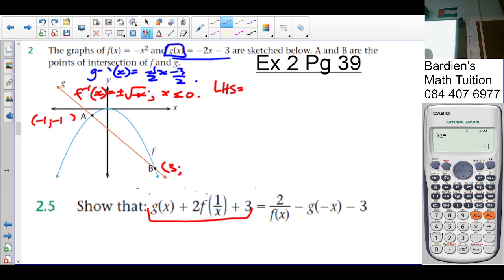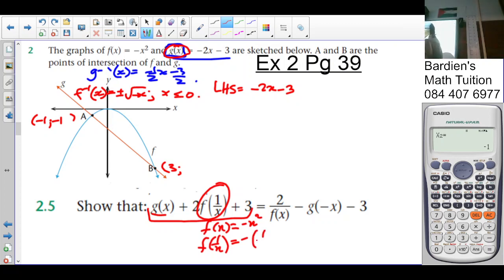Now what is g of x? g of x is minus 2x minus 3. That is g of x. What is f of 1 over x? So if f of x is equal to negative x squared, then f of 1 over x is equal to what? Negative, open brackets, 1 over x squared. You see that, people? And if I have a 2 in front of this, then that number must be multiplied by 2. Does it make sense?